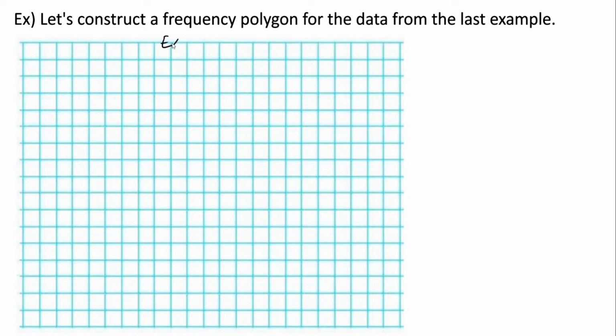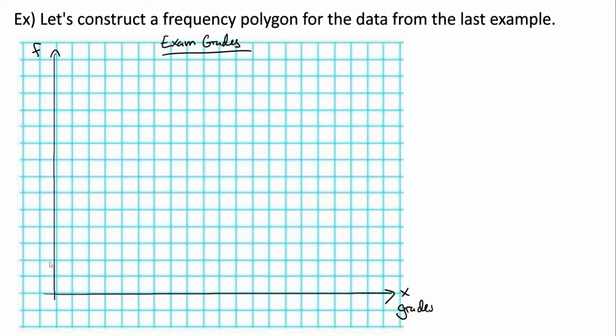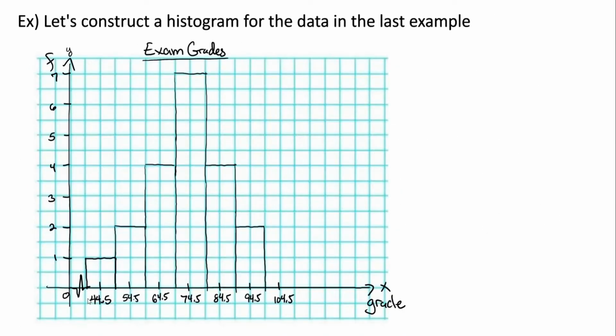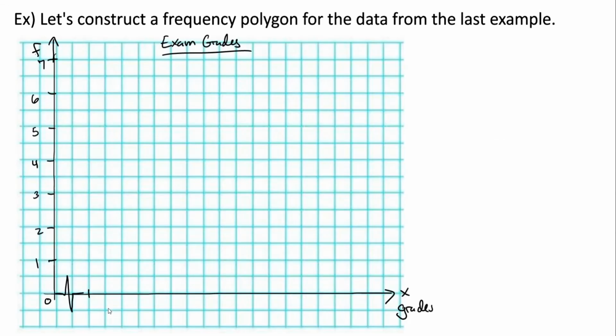So we can give this one the same title, exam grades, because that's still the same type of data. And we'll draw our y and x axis and then do everything else we need to. Now that we have our axes set up, our lowest class mark before was 44.5. The class below that, for grades between 30 to 39, would have a class mark of 34.5. So that's going to be our one class below. Then all other classes we're going to label the same way.